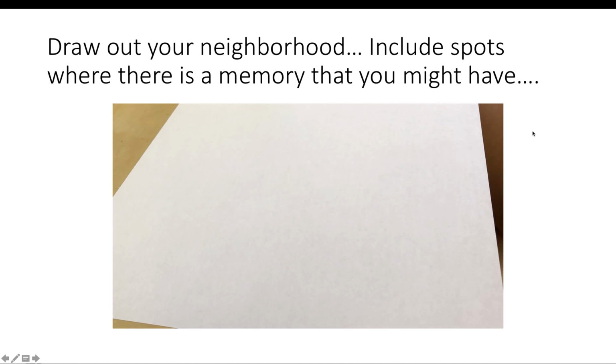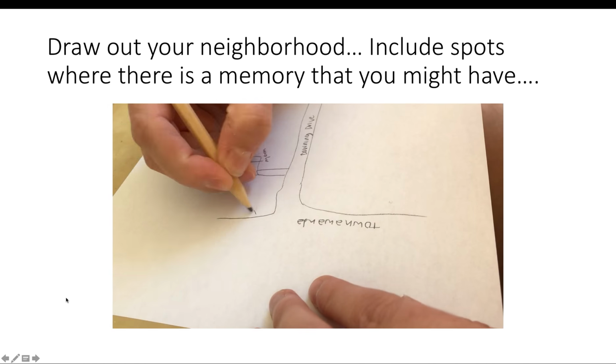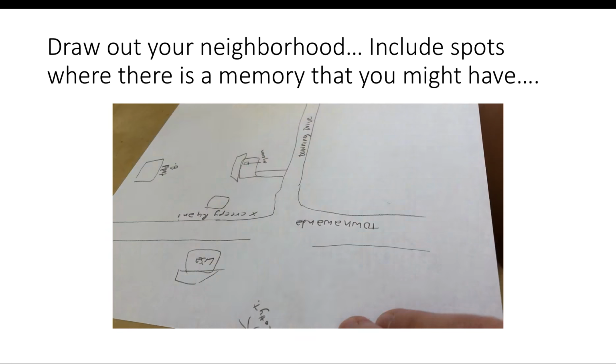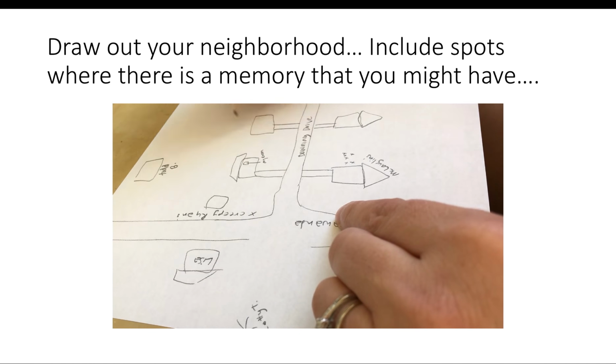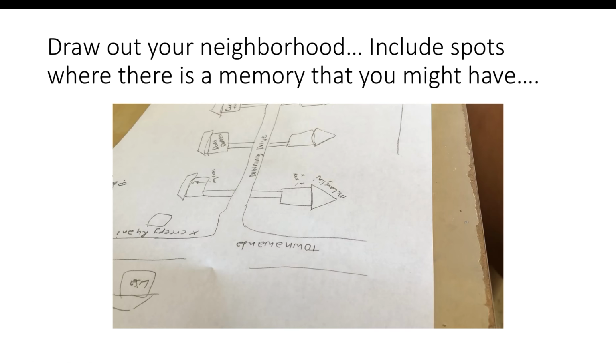All right. So what you're going to do is you're going to draw out your neighborhood. You want to include spots where there might be a memory or a story that you might have. This is just a quick time lapse of me drawing out my neighborhood. So there it is for you. Back in Wisconsin. Mom and Dad still live in that same house. There is my neighborhood map. Real rough. Let me tell you, I'm not an artist.